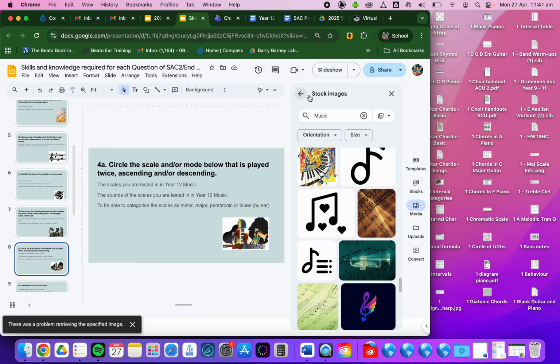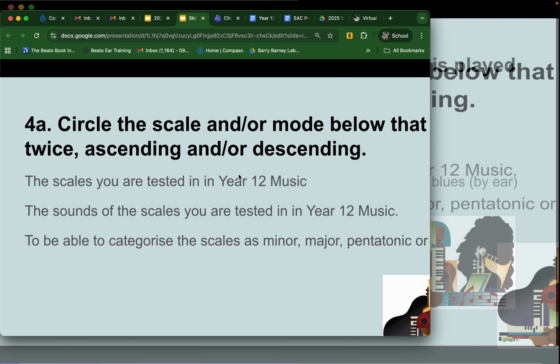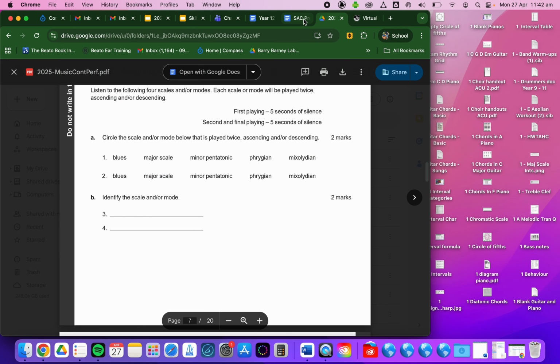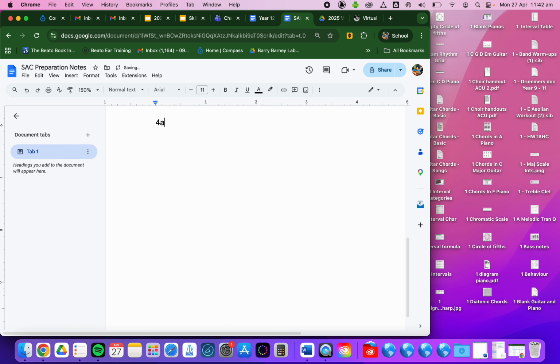Question 4a. Circle the scale and or mode below that is played twice, ascending and or descending. Alright, so it's just the scale. So you need to know the scales you are tested on, the sounds of the scales you are tested on, and the categories, being able to categorize them. Let's do that. I think everyone should be able to do that. So this is for question 4a, scales.